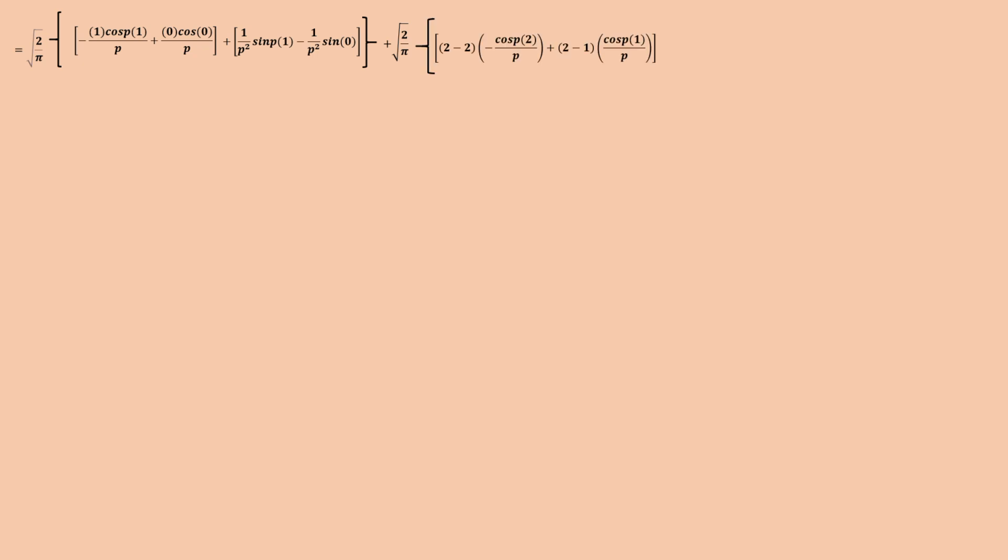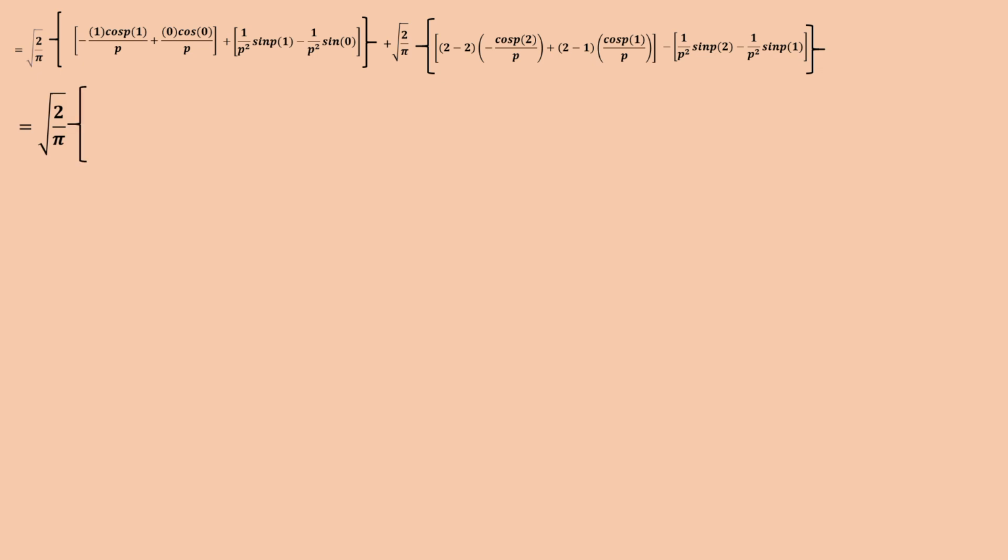Now we substitute the upper limit and lower limit. For the first integral, the upper limit first term is 1 cos p by p plus 0 cos 0 by p. The second term is 1 by p square sin p minus 1 by p square sin 0. Next the second integral, root 2 divided by pi, upper limit: 2 minus 2 into cos 2p by p plus 2 minus 1 into cos p into 1 by p, right? Then the second term minus 1 by p square sin 2p minus 1 by p square sin p, with lower limit and upper limit.